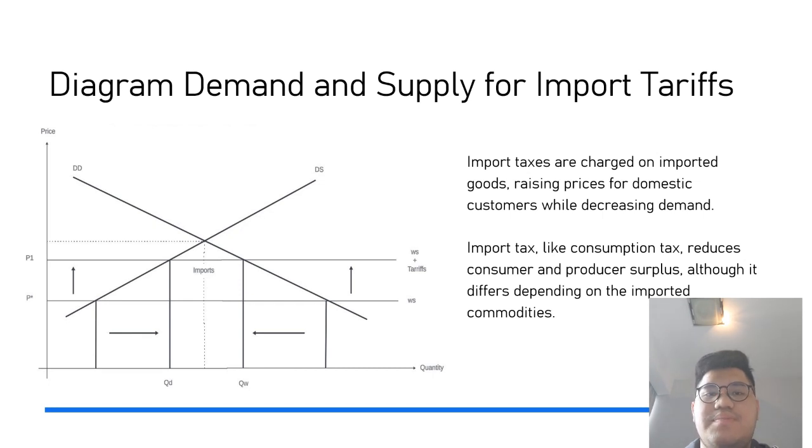This reduces imports and increases domestic production, but also leads to a decrease in consumer surplus, producer surplus, and also deadweight loss. The deadweight loss here is similar to that of a consumption tax, representing the loss of overall economic efficiency.